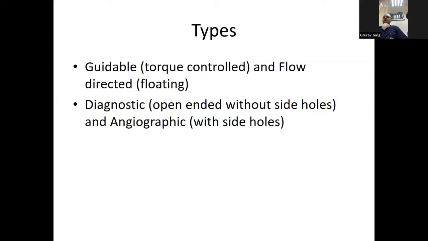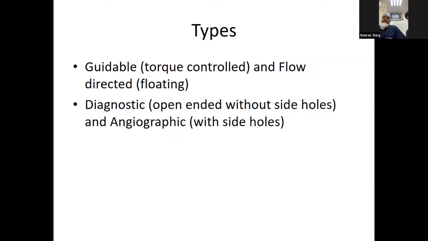But obviously there is a disadvantage: with too many manipulations, and because of their stiffness, they can easily injure the vessel, they can easily injure the heart. So we should be very careful with these catheters when we are using them. And these catheters have subtypes, like they can be used for diagnostic purposes or they can be used for angiographic purposes.